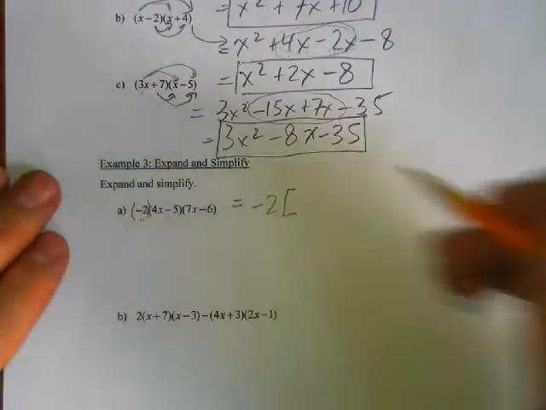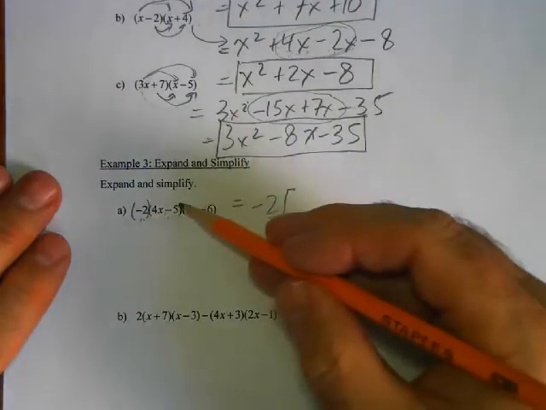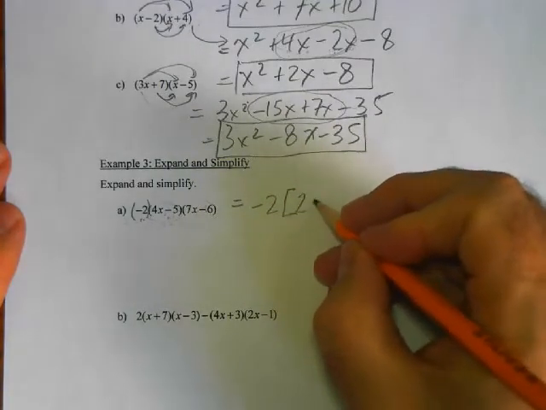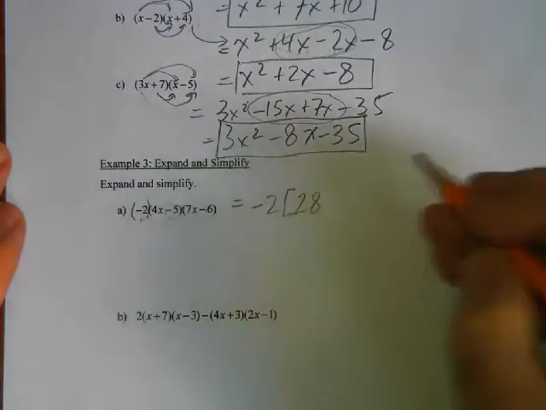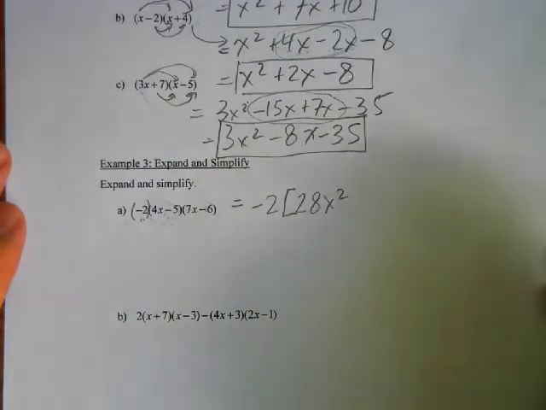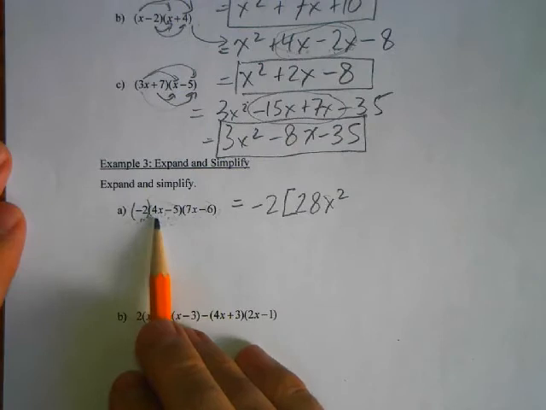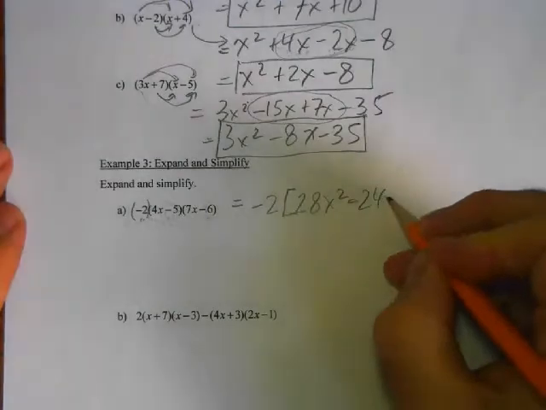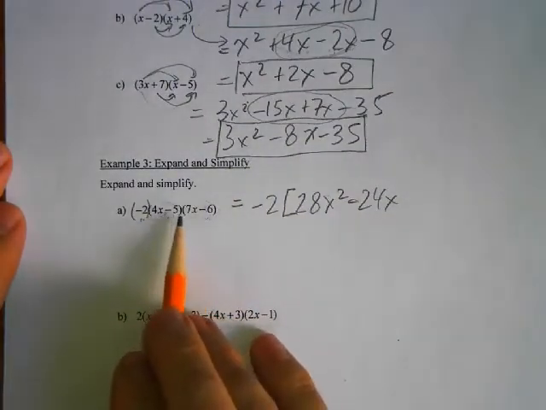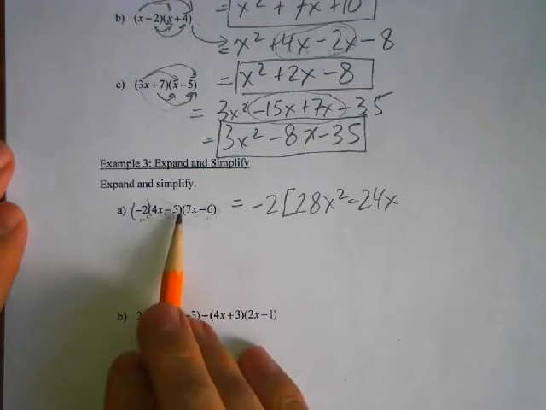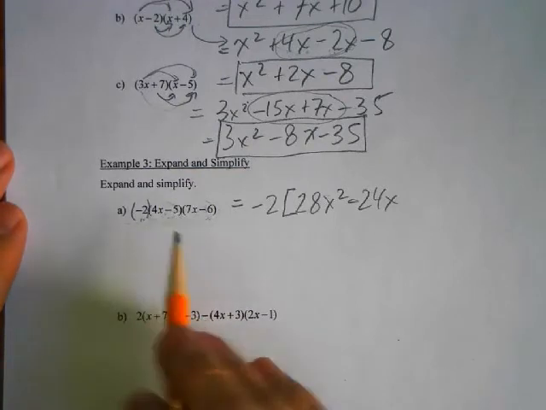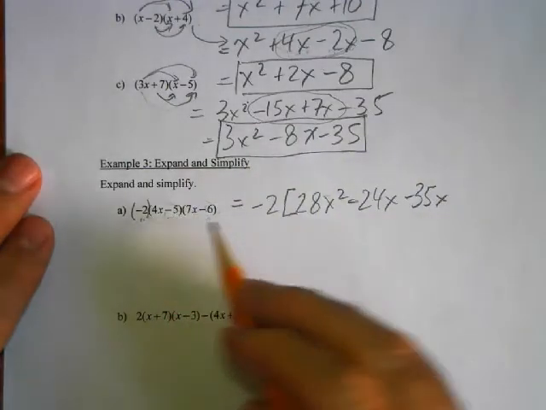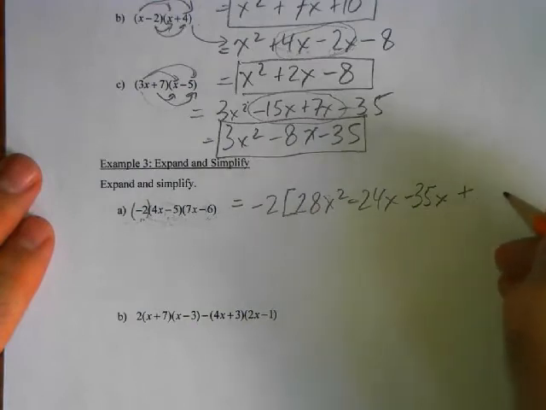So this time I'm not going to put my arrows. Hopefully you can follow along. So the first would be 4x times 7x. So the number part, that would be 4 times 7, that's 28. And x times x, that's x squared. So that's the first. The outside would be 4x times -6, so that's -24x. That's the outside. Then the inside, -5 times 7x. So that's -35x. And then the last would be -5 times -6. Well, that turns into +30.